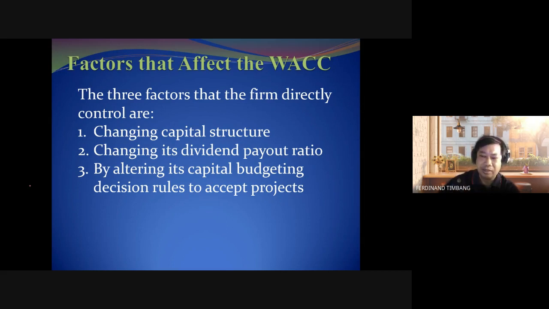So saan manggagaling yun? So ginamit natin yung formula kanina. Saan ko ba nawala yung aking Excel? Anyway, yung dividend payout, di ba may formula tayo na D1 over P0 plus g. Dun sa g, may formula tayo na g is equivalent to ROE times 1 minus DPO. O nandun yung dividend payout. So definitely, it will affect g, and then the g will affect now the cost of capital. Di ba? And then by altering its capital budgeting decision rules to accept projects.